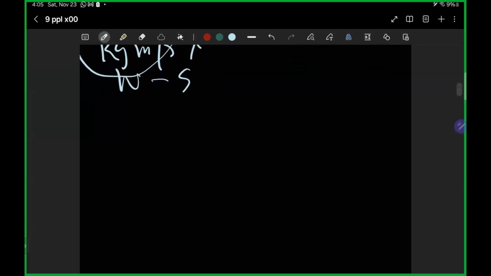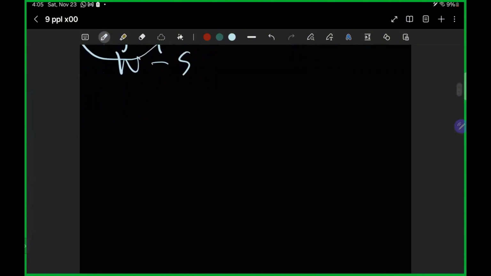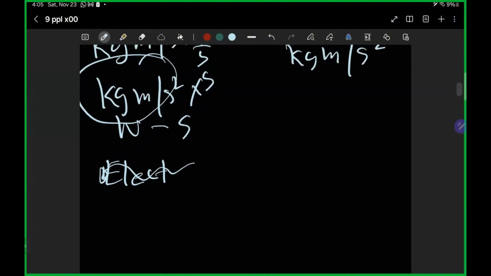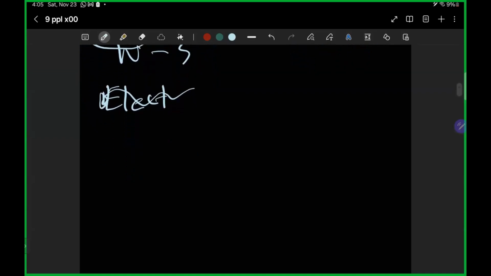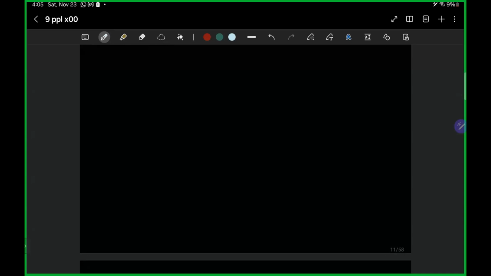Now we will simply discuss that there are so many quantities, almost more than 300 quantities. So the file will be attached in which all the units of derived quantities will be written.